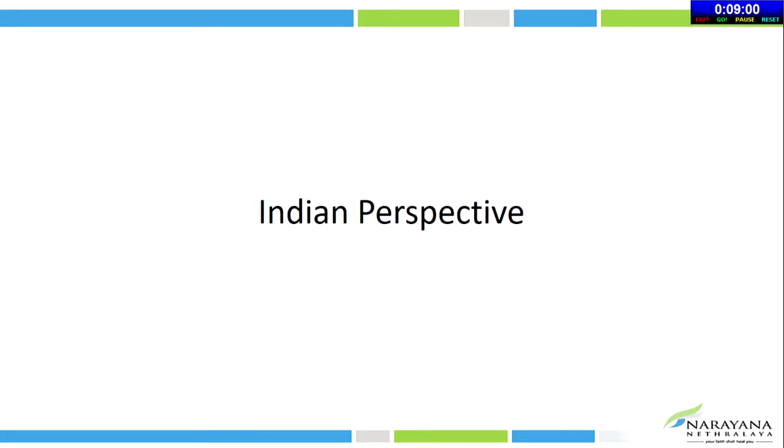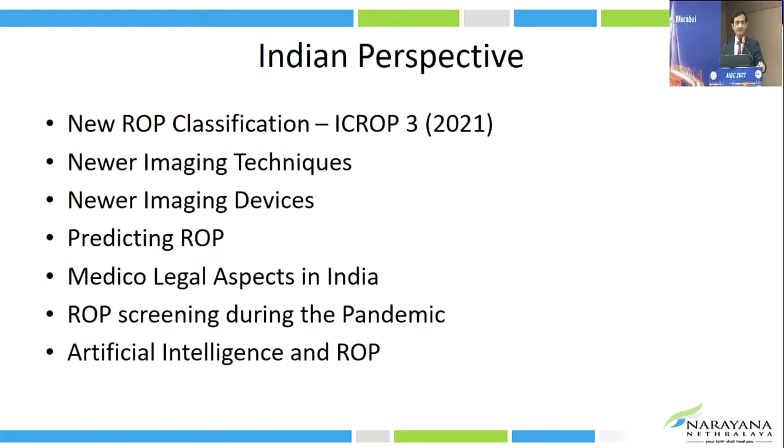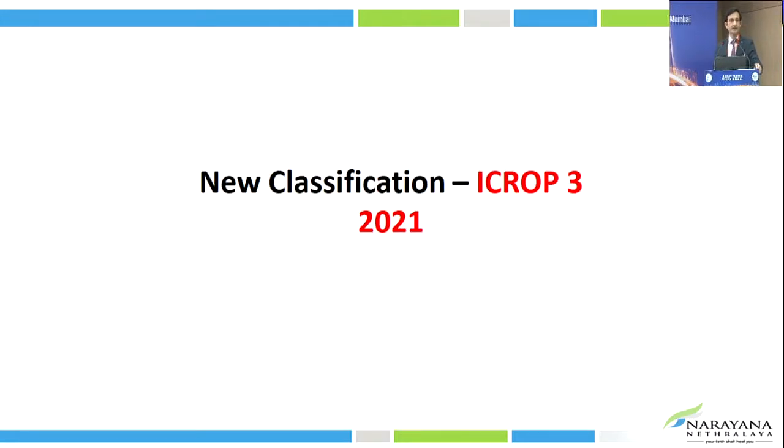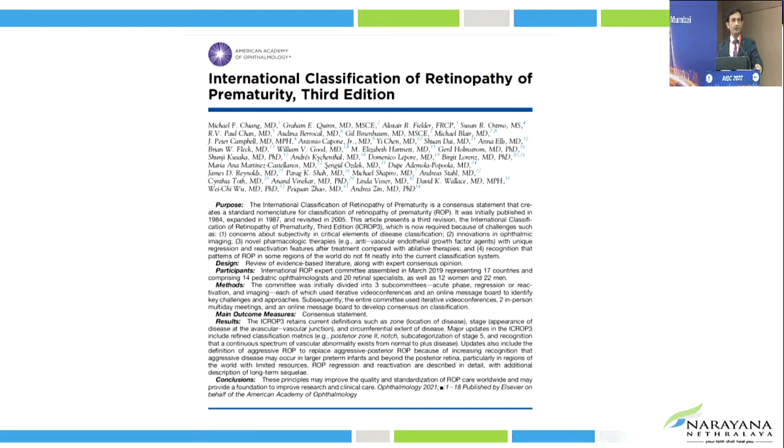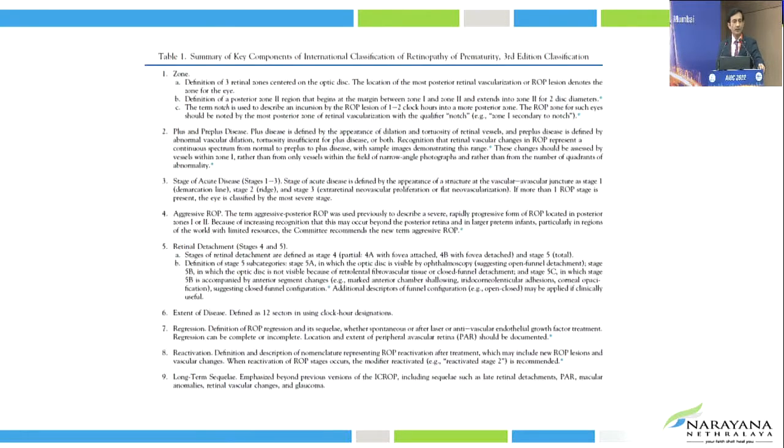I'm going to be talking about what's new in ROP and mostly in the Indian perspective. So these are the aspects I'm going to cover. We'll quickly get into that. So the new classification came last year in October. I'm not going to delve into the entire classification, only what's new.